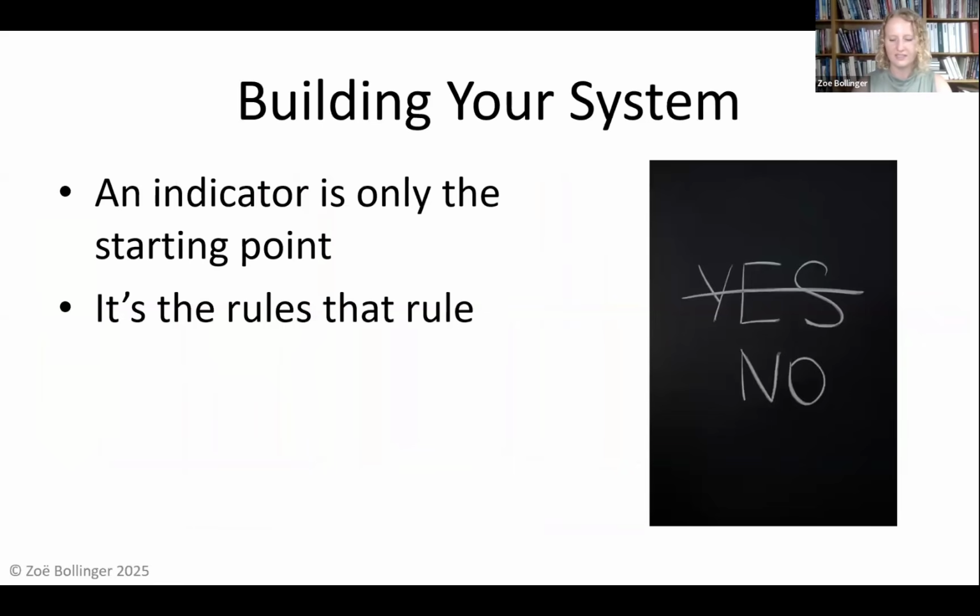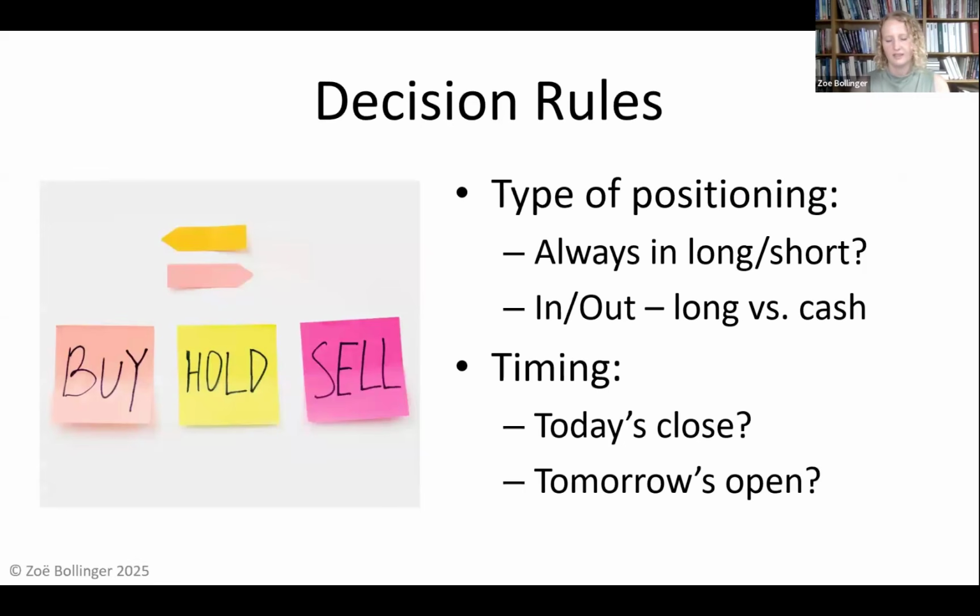So an indicator is the starting point, or a stack of indicators, as the case may be. But it's your trading rules that are really going to determine the outcome. So what are your buy and sell rules around an indicator like this? There are a couple of base pieces to it. What type of system do you want to run? Is it an always in? Are you going long and then short when you're not long? Is it in/out? Are you long or in cash?